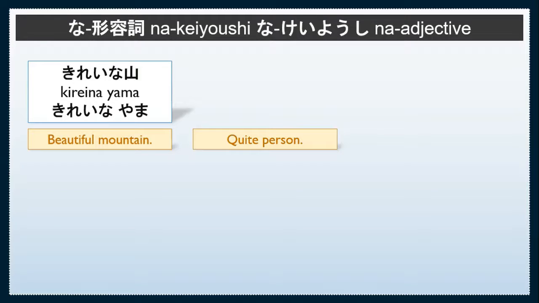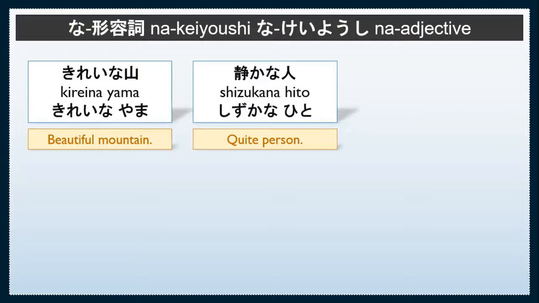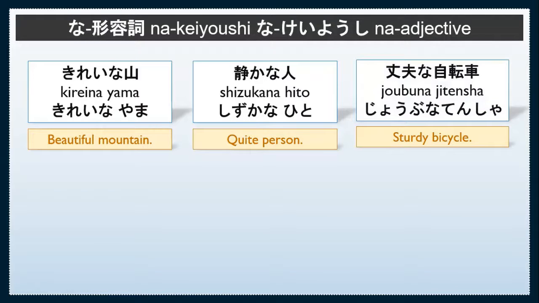Quiet person is 静かな人, shizukana hito. This is how we say it. Next is sturdy bicycle. Sturdy bicycle, a very strong bicycle which doesn't break easily, is 丈夫な自転車, jobuna jitensha. Jitensha is bicycle or bike, and jobuna is sturdy.